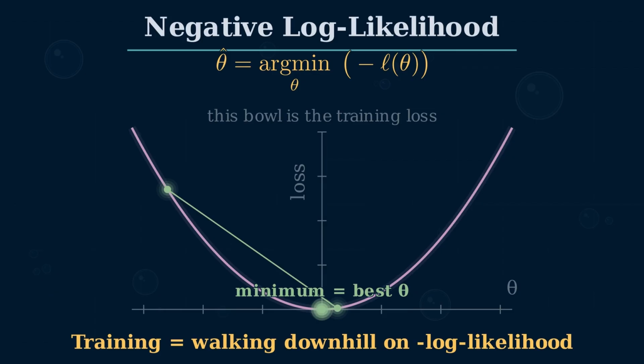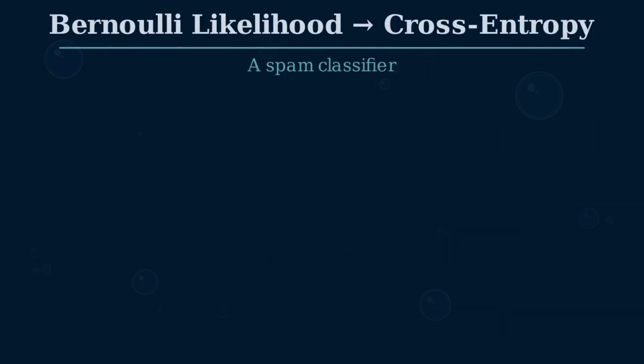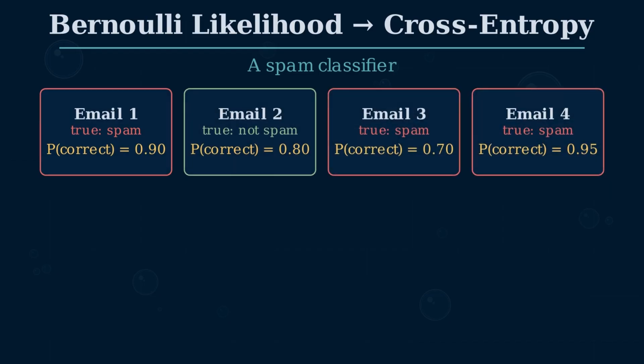For binary classification, this negative log likelihood has a familiar name, cross-entropy. Take a spam classifier, 4 emails, 4 true labels, 4 predicted probabilities for whatever the correct label happened to be. Multiply those correct label probabilities together and you get the likelihood of the whole label dataset. A good classifier keeps that product high.